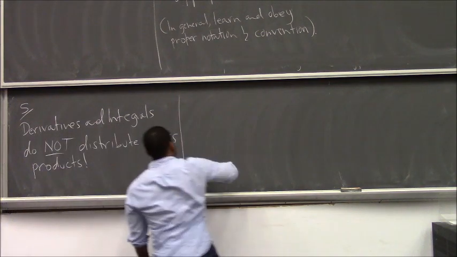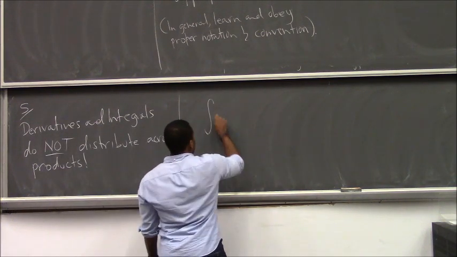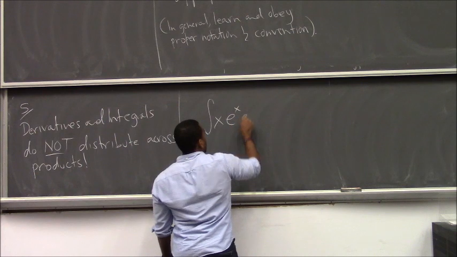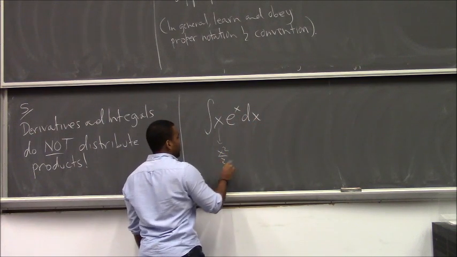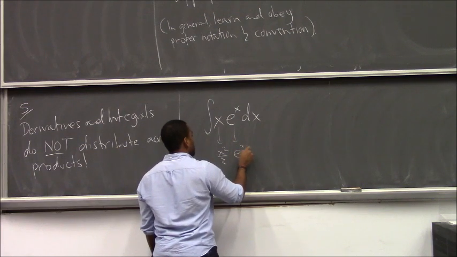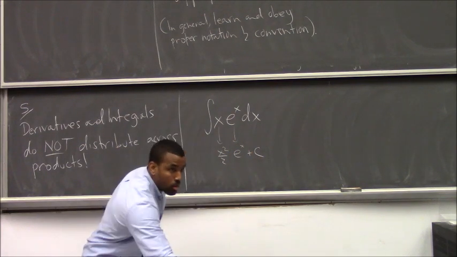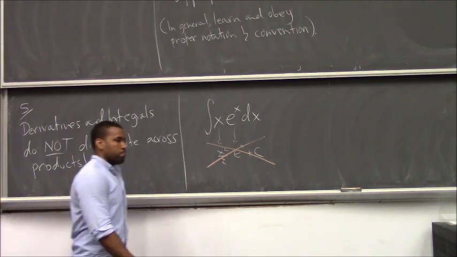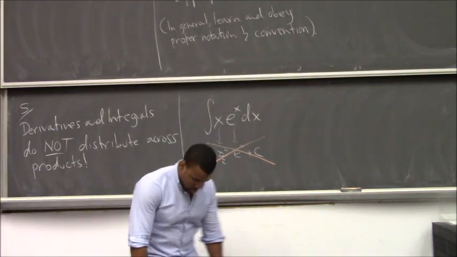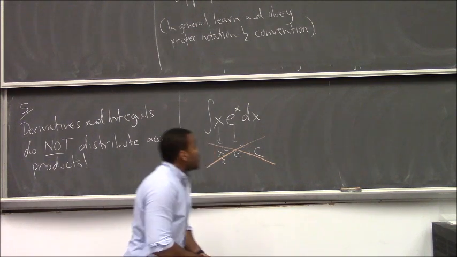So if you have something like the integral of x times e to the x dx, and you just say, oh, let's integrate that, that's x squared over 2, that's the power rule. Integrate this, that's e to the x plus c. No, that is wrong. It's not how you integrate x e to the x. How do you integrate x e to the x? Integration by parts. Integration by parts, how do you do it?